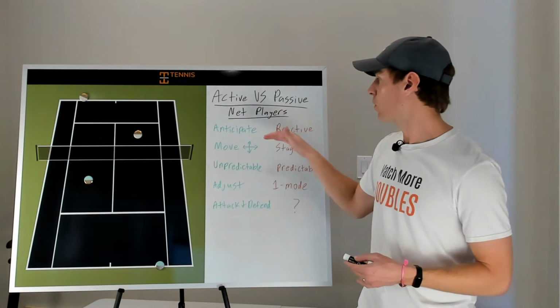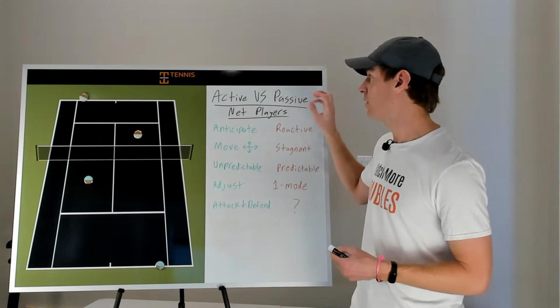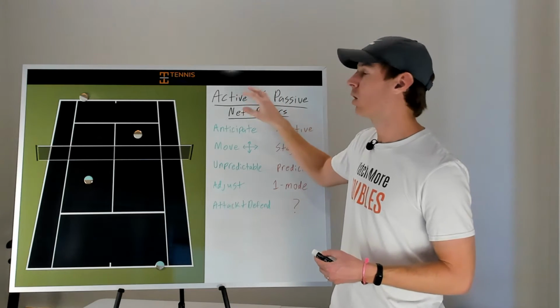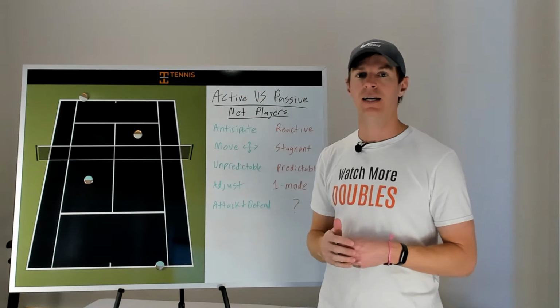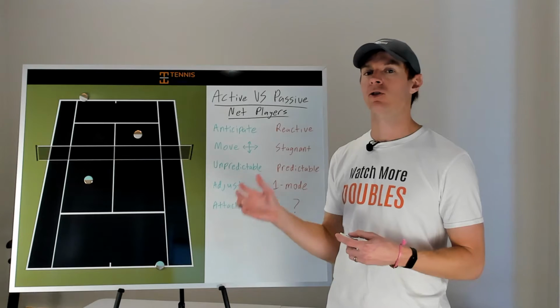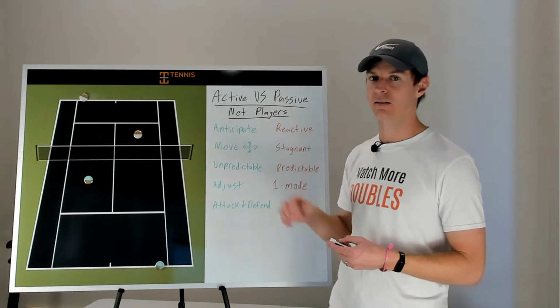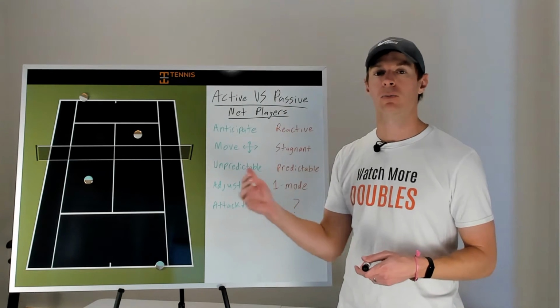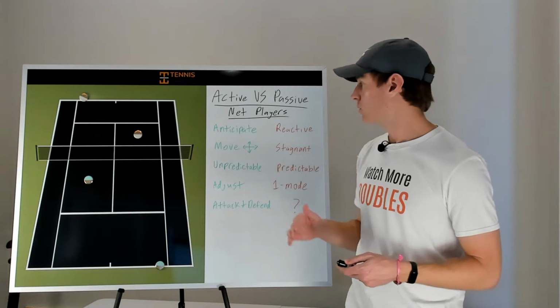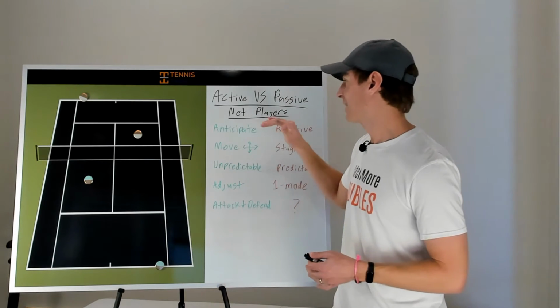In this video, what we'll cover is the differences between those players and the players that are more active and effective at the net, as well as how you can change your game to become more active and effective and help out your partner at the baseline. So the first place we're going to start is with anticipation.